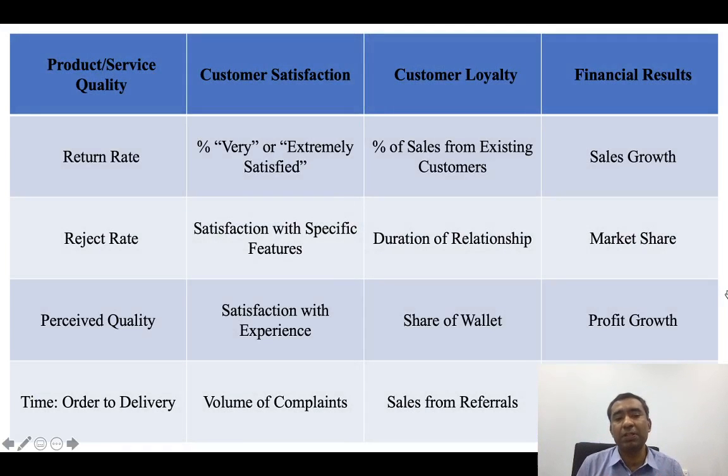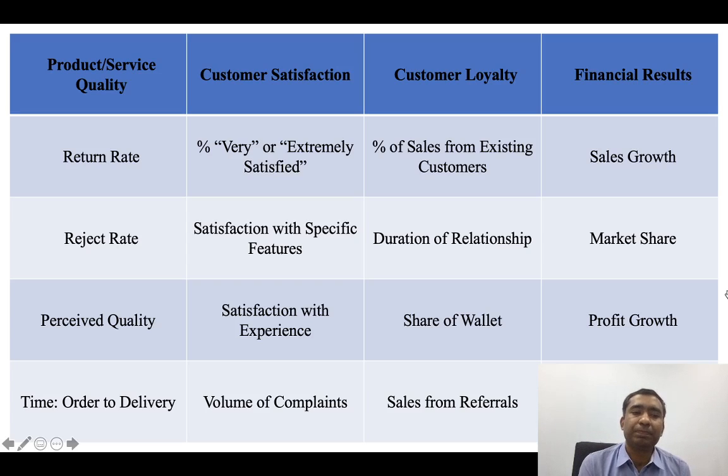Let's talk about these performance metrics or parameters. For example, if you use four quadrants or four important parameters, the first one is related to product quality or services. The second one is customer satisfaction, and whether this customer satisfaction is translated into customer loyalty. And finally financial results. Let me explain the first point.